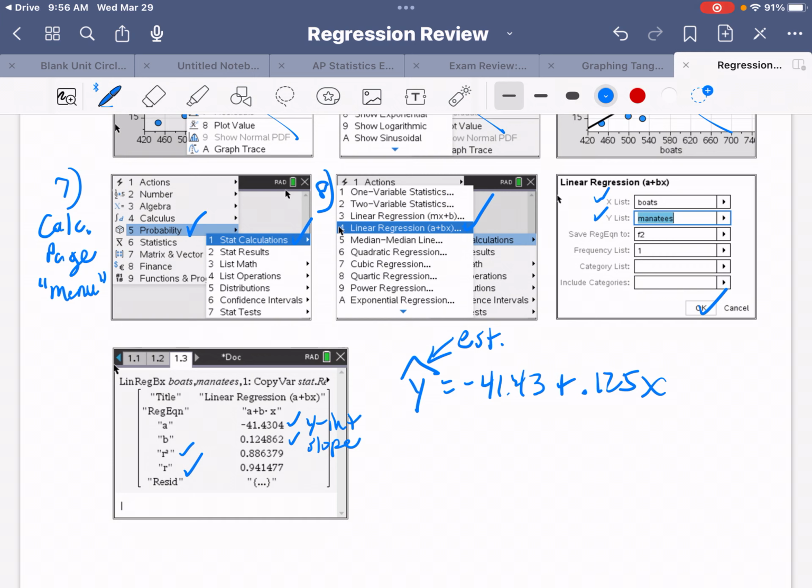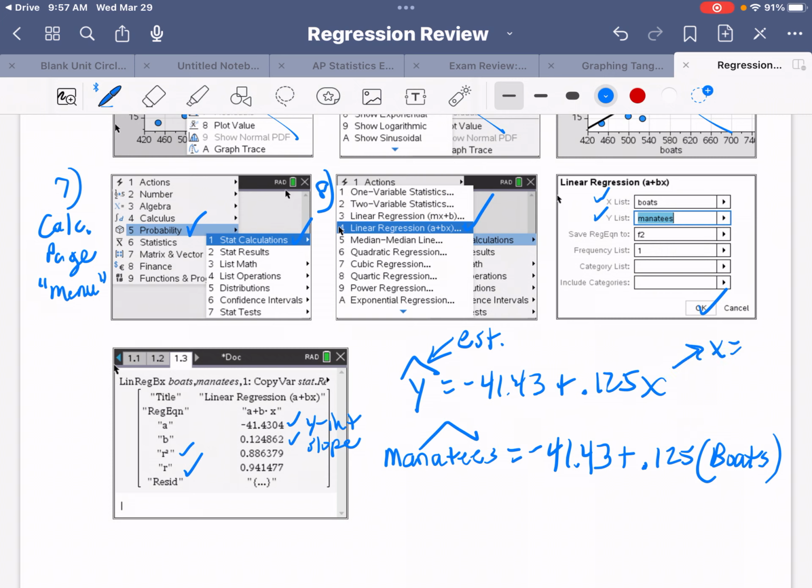Now remember, there's another way you can write the equation of a least squares regression line. You can put manatees with a hat equals negative 41.43 plus 0.125 times boats. And that way you kill two birds with one stone. You have your variables defined. If you do it this way, you've got to make sure that x and y are defined before you write that equation. Okay, so there's your answer to find the equation of the least squares regression line.